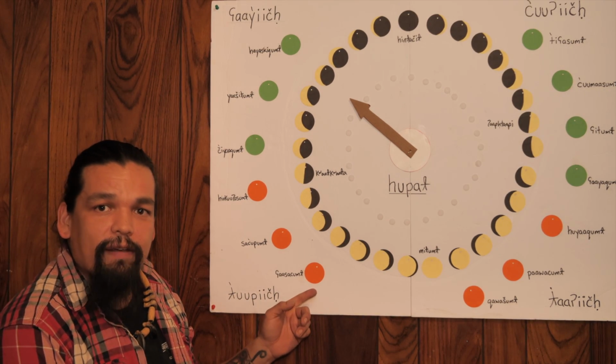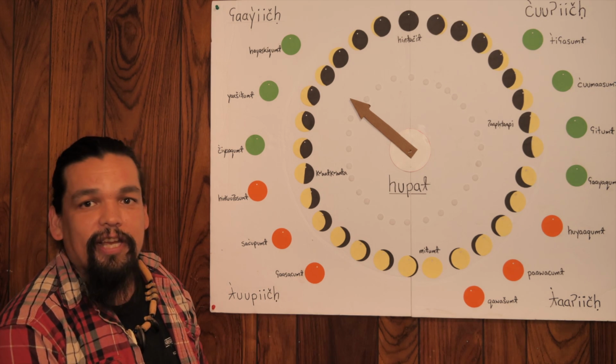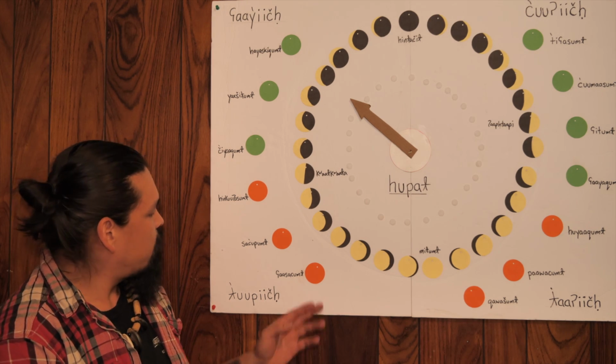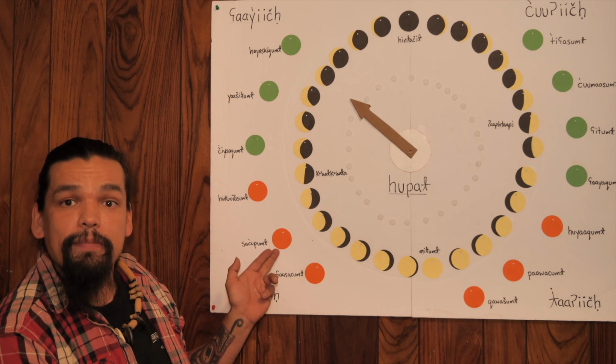And the first moon that we have is Aksatsumk, which is the wasp or bee moon. And of course that's the time of year when wasps and bees are busy pollinating all of the different flowers. The next moon after that is Satsapunk, which is the spring salmon moon.